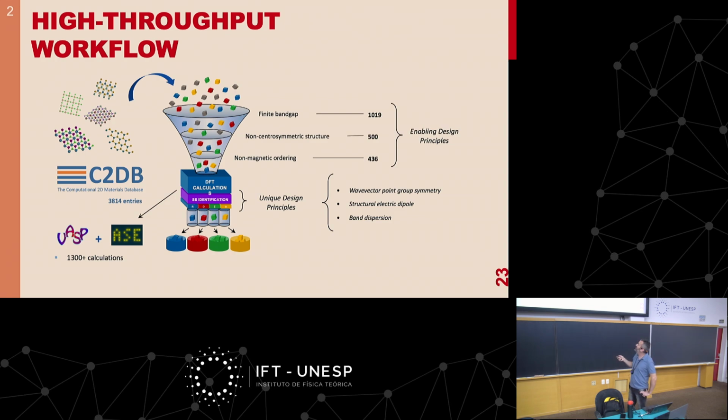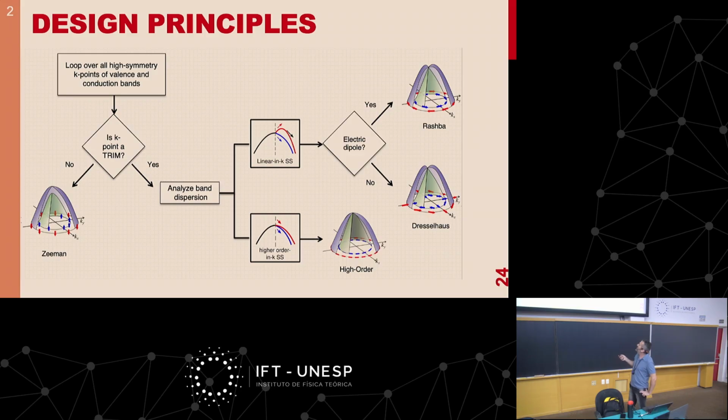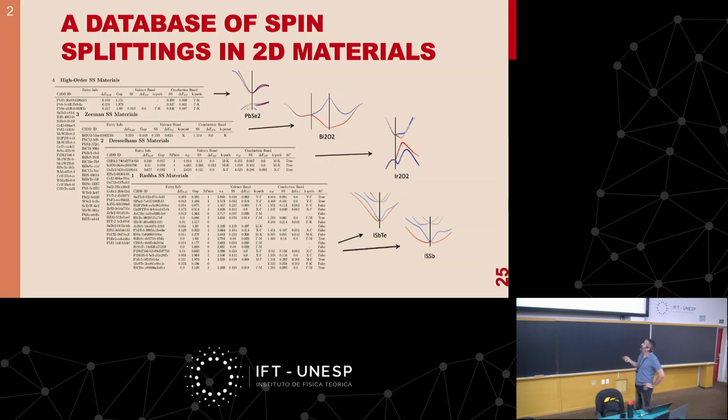So here in the database, there were almost 4,000 entries, 4,000 materials, only two-dimensional materials, and we get something like 400 or something like that. And then we classify all these materials depending on the type of spin splitting. There are some algorithms to analyze. We have to analyze the symmetry of the material, symmetry in reciprocal space, and everything. And at the end, we get these huge tables.